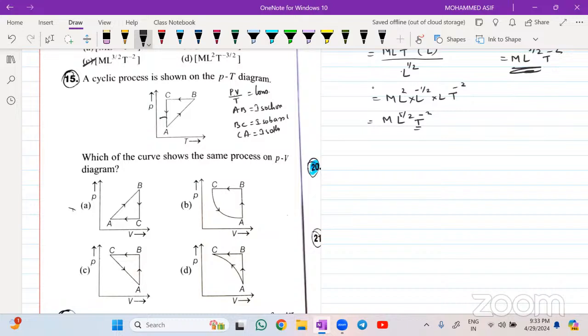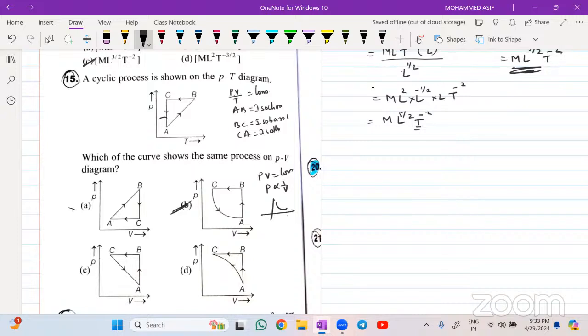Then temperature is remaining constant for C to A. Which option could it be? See, isothermal means what? Pressure times volume, PV, is equal to a constant. That means pressure is inversely proportional to volume, so the graph will be a rectangular hyperbola. This is the one that appears to match. P will be the answer.